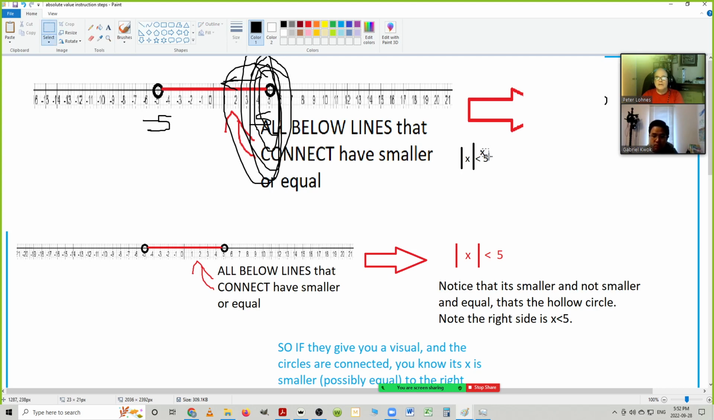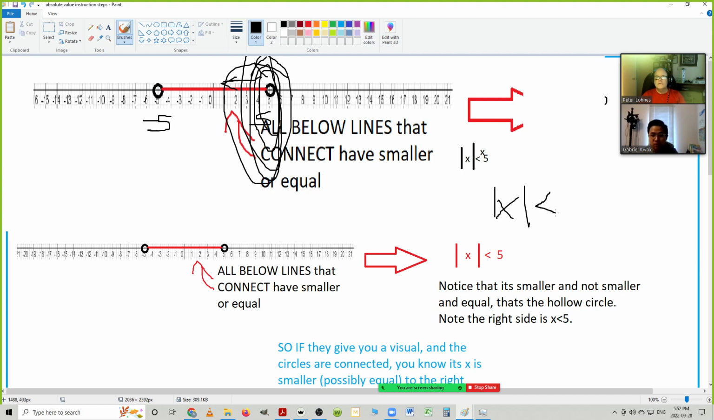Let's test it out. Pick a value that's outside of 5, above 5 or below -5. 6. Put it in absolute values, it becomes 6. Is 6 smaller than 5? No, it isn't, which is why it's not on the graph.